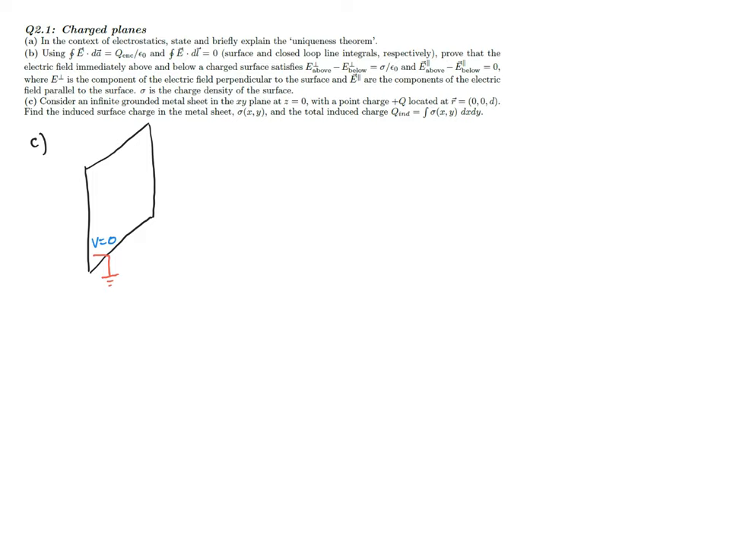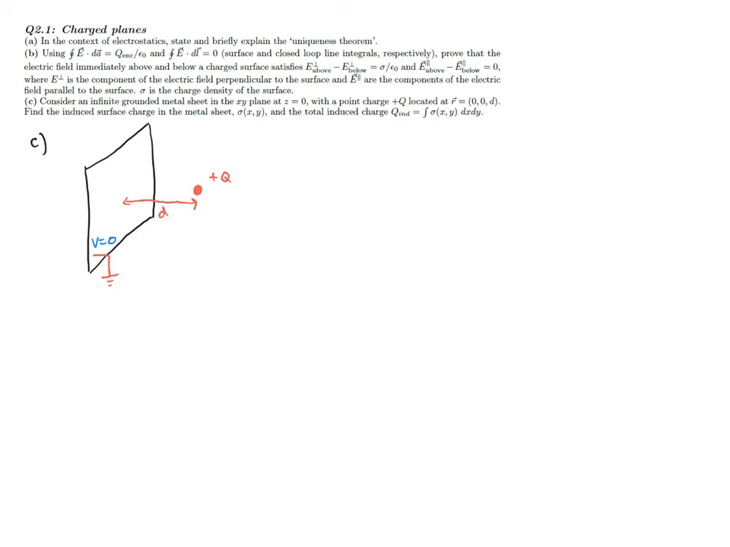Now, already, this is suggesting something about the uniqueness theorem, because application of the uniqueness theorem involves boundary conditions. And here, what we're saying is that the value of the potential is exactly zero in this entire infinite plane. So that's a boundary condition. Right, so that's one thing to note. The second thing is we have an additional point charge located here. It's a point charge plus Q, and it is a distance d away from this plane in the perpendicular direction.